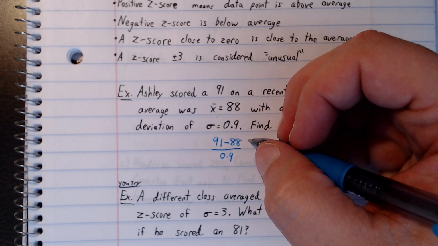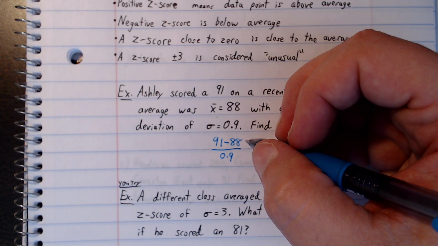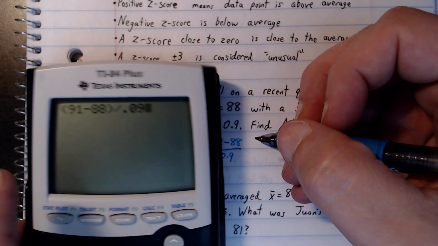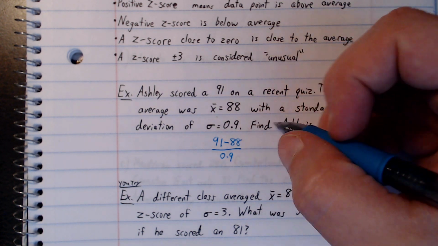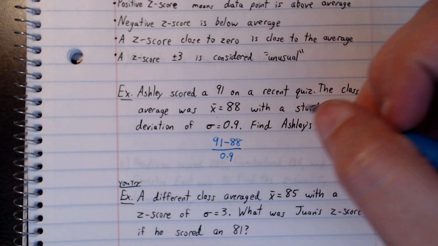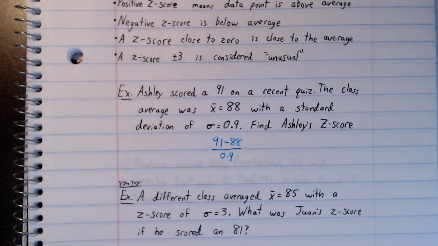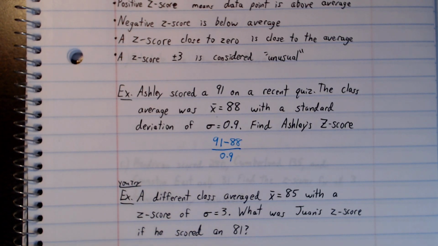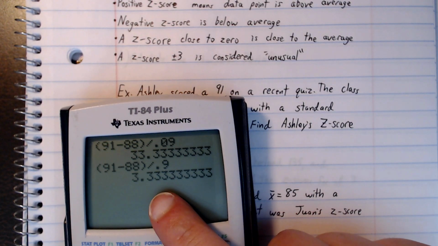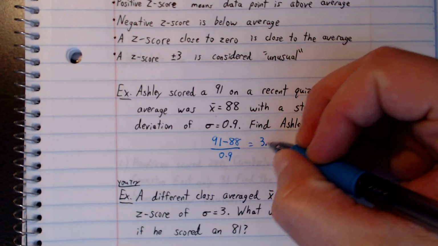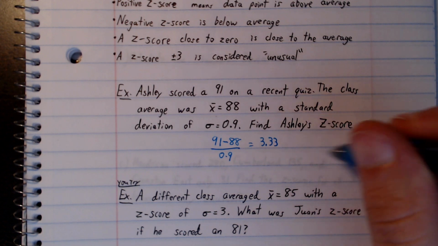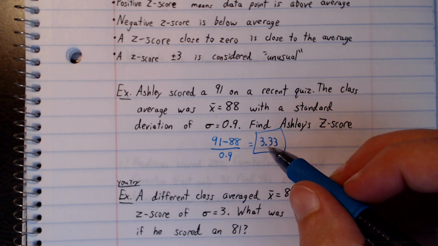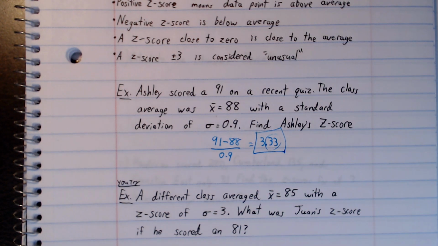91 minus 88 divided by 0.9. So I've got all that right there on the calculator. And it says 33.3. Oh, I'm sorry. I did too many zeros. 3.33. So Ashley's score was a 3.33, so she was more than 3 standard deviations above the average.